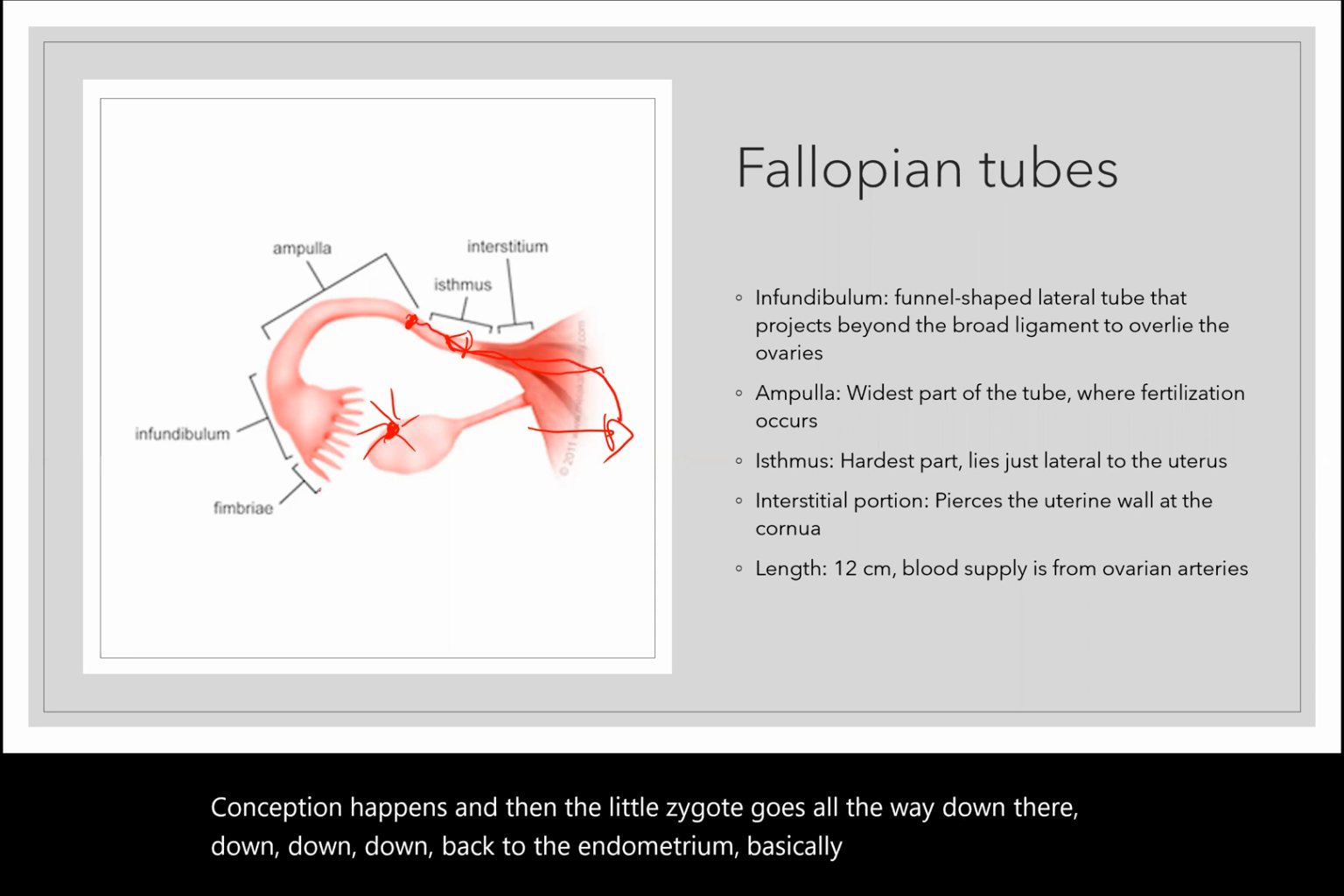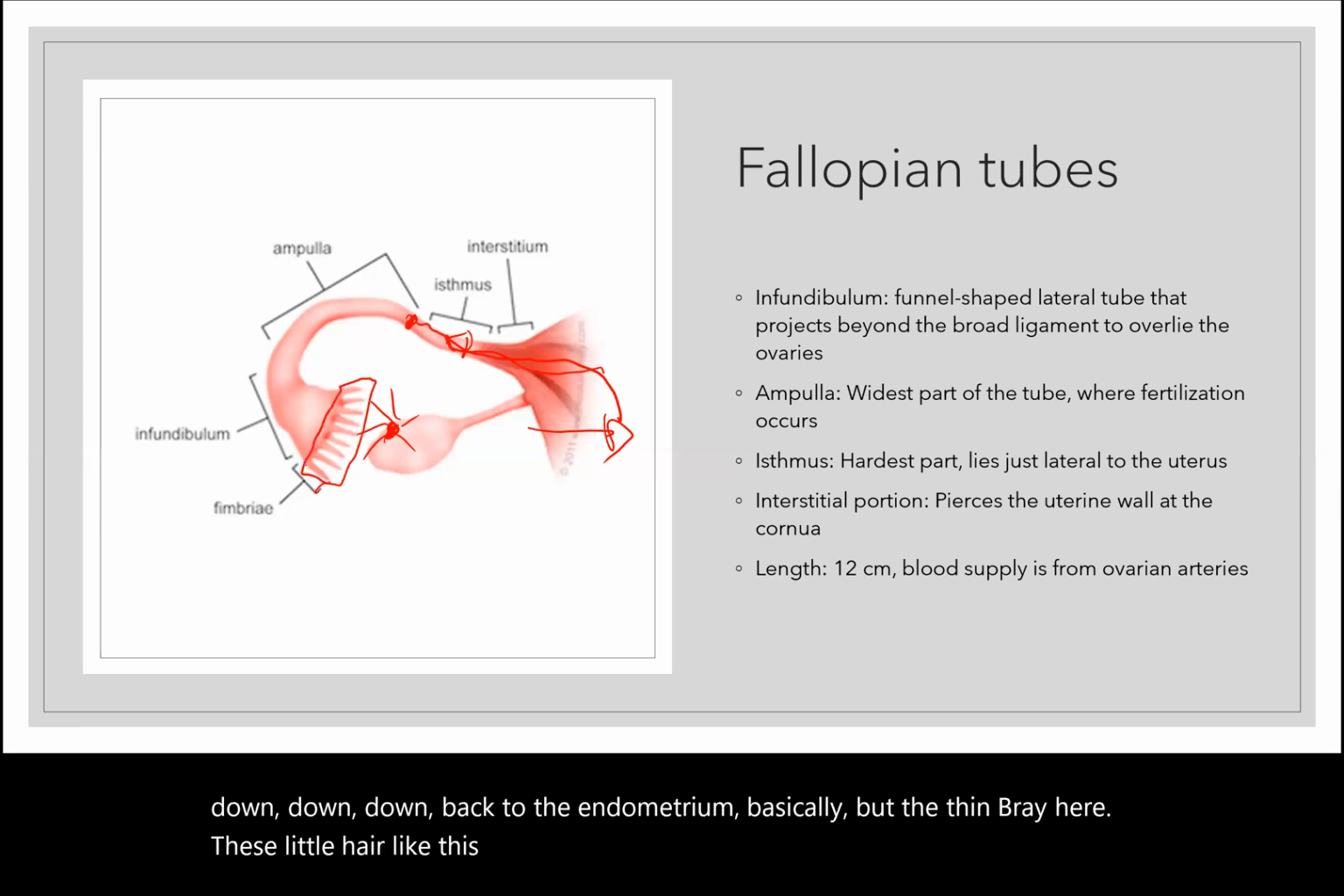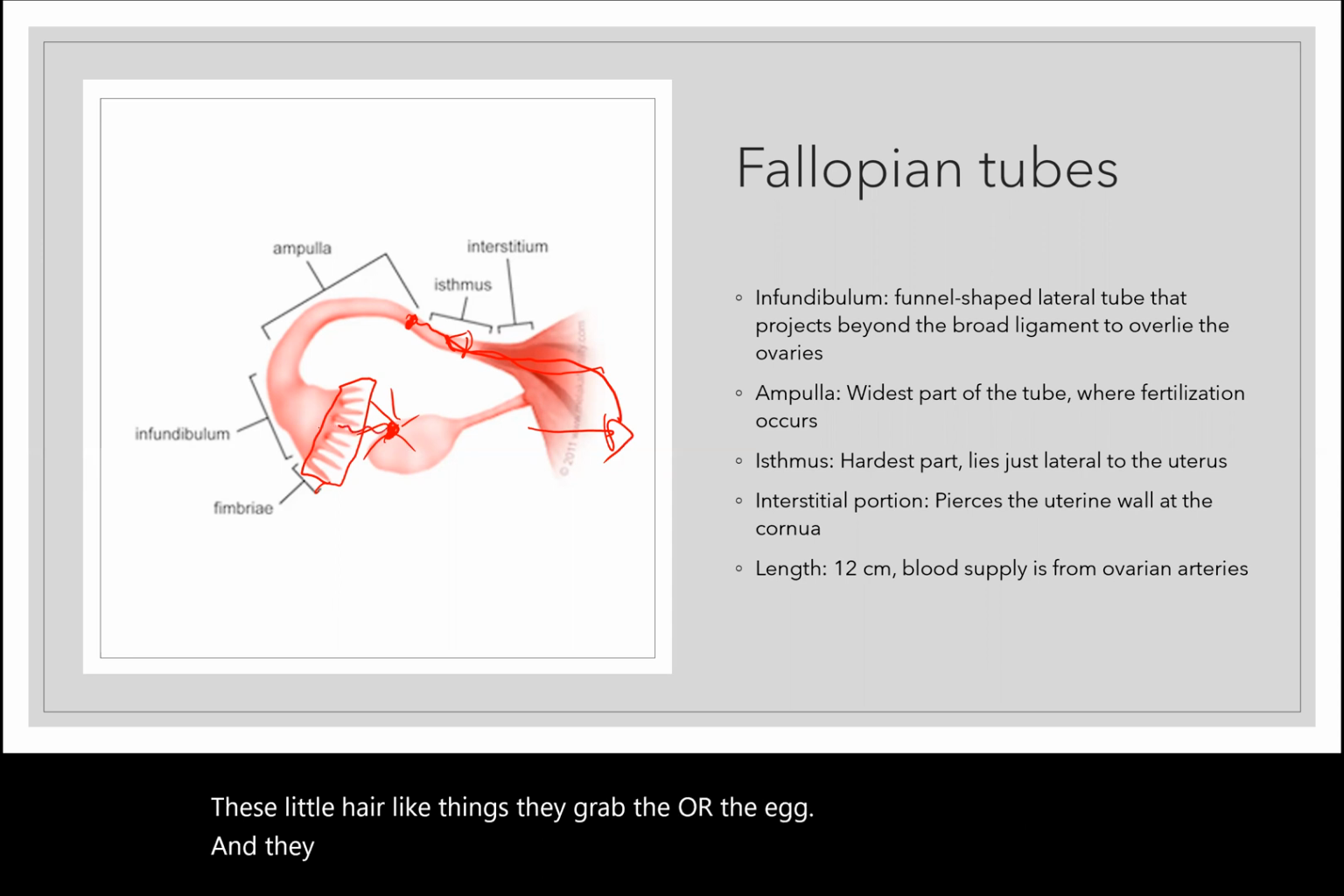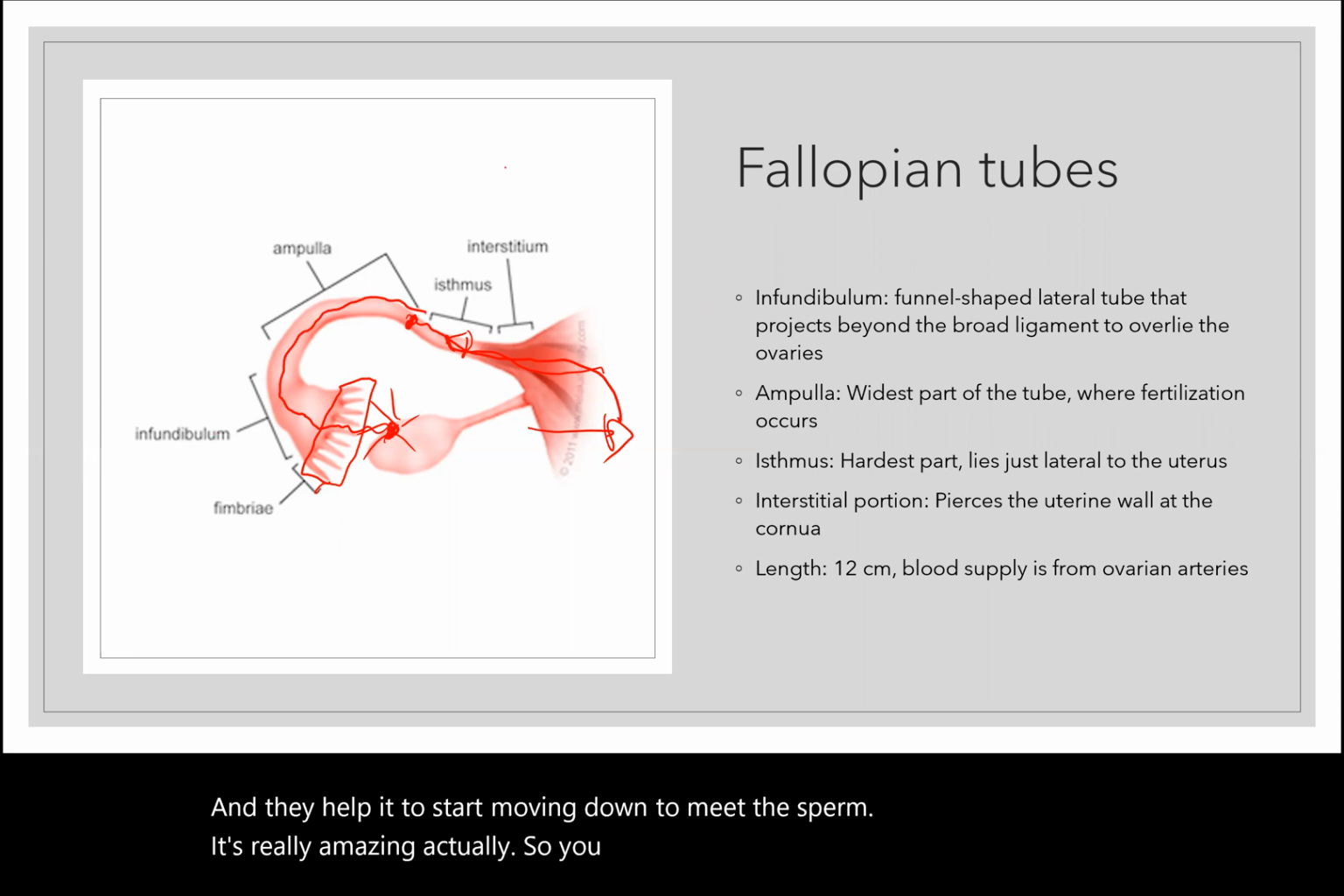But the fimbriae here, these little hair-like things, they grab the ovum or the egg, and they help it start moving down to meet the sperm. It's really amazing, actually. So you need to know these 4 portions of the fallopian tube.